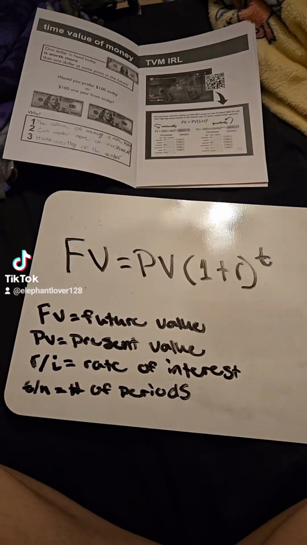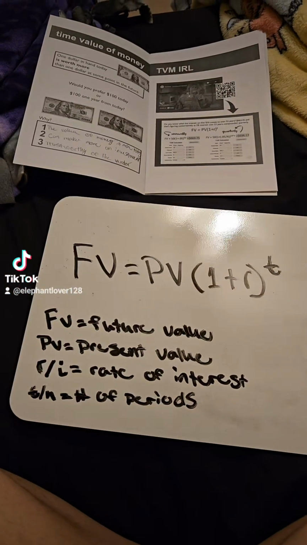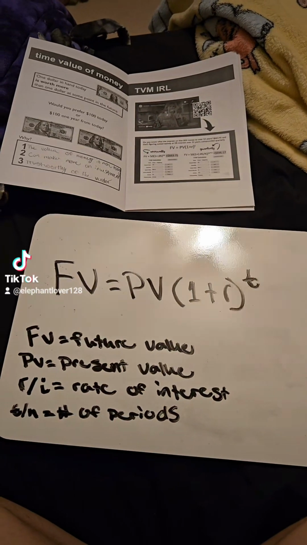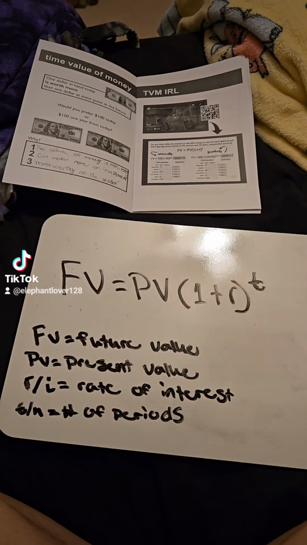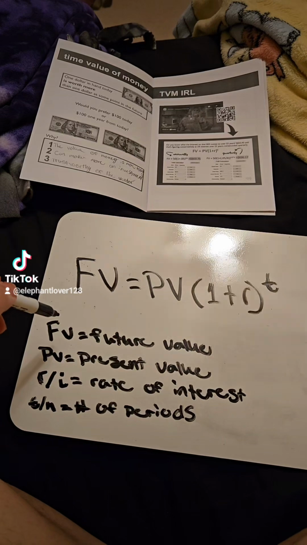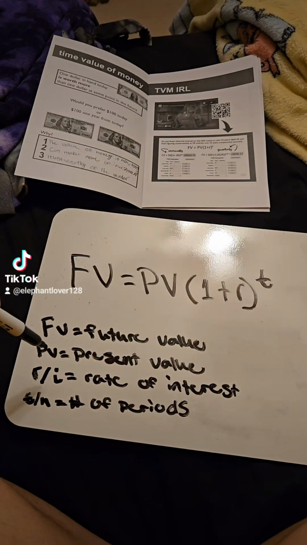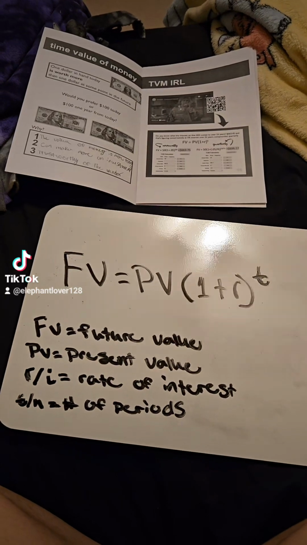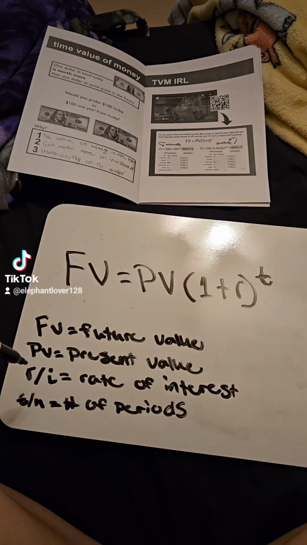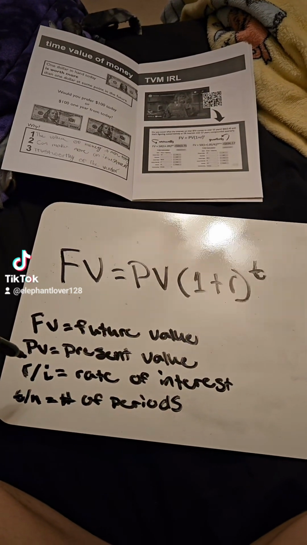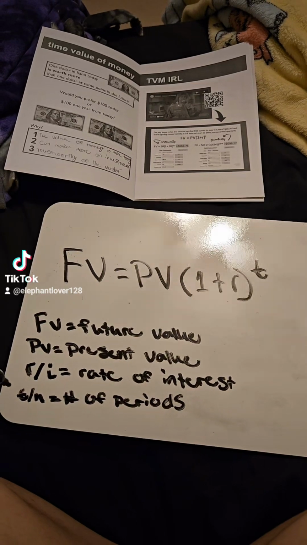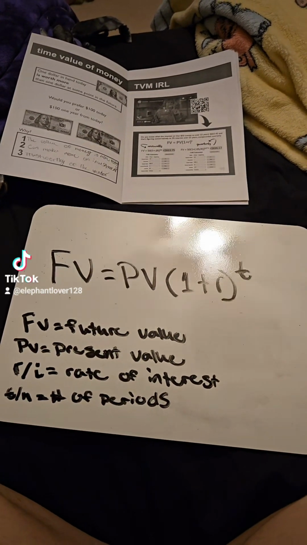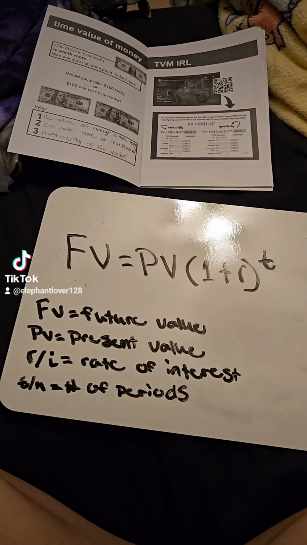So the very basic time value of money equation we look at is FV equals PV times (1 plus R) to the T. So FV stands for future value, meaning what your investment will be worth in the future. PV stands for present value, which means the principal that you invest, what you start investing with. R can be interchangeable with I, and that is the rate of interest, and T can be interchangeable with N, which is the number of periods or the amount of time you are letting your investment grow.